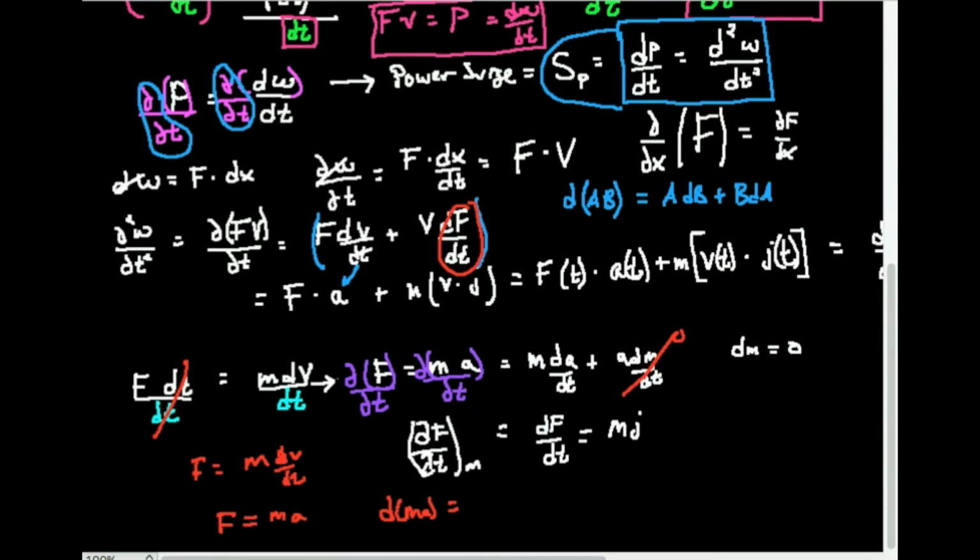Well, it's going to be what we did up here. It's going to be m times the differential of a plus a times the differential of m. All right? So this is equal to m da plus a dm, but we're dividing by dt, so it's m da/dt plus a dm/dt.